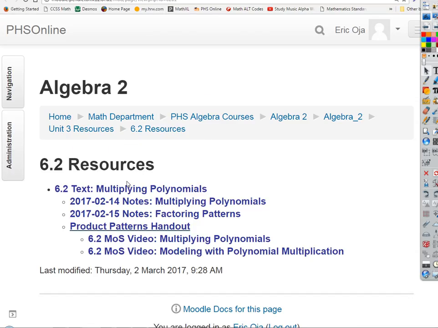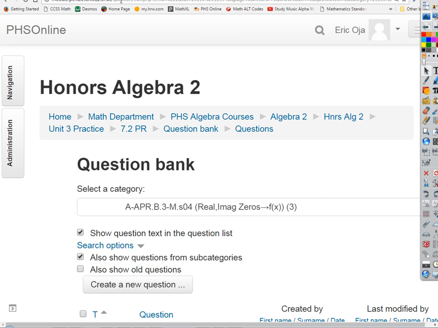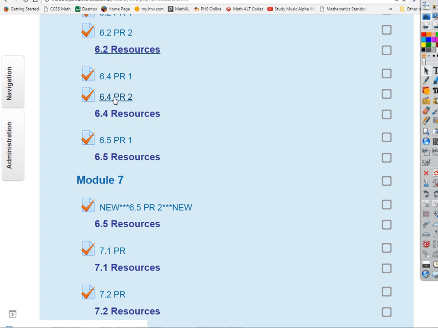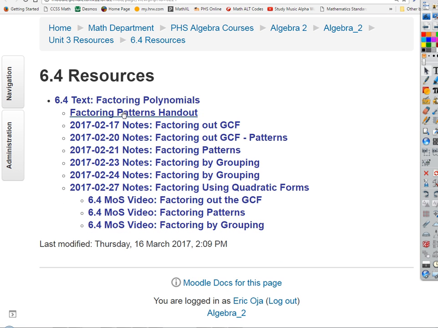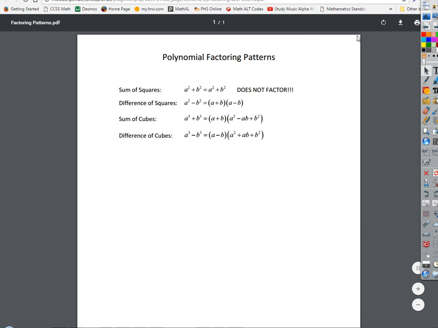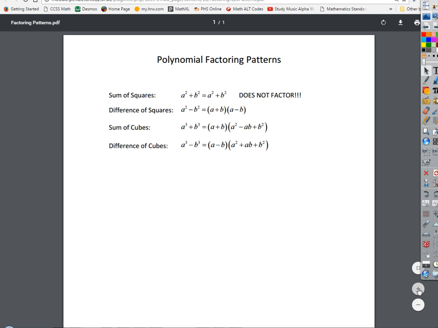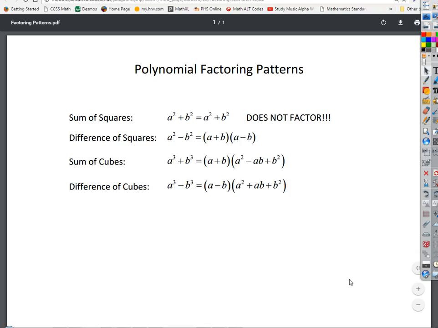And then also, if we go down to 6.4, which was the factoring section, I added something. In 6.4, the factoring patterns handout. Look at this. This is good. Right? So that's a reminder of the 4 factoring patterns that we know. So you've got to have those memorized.